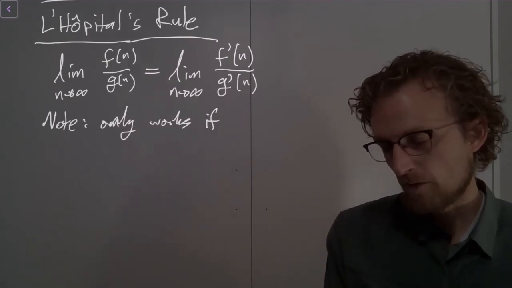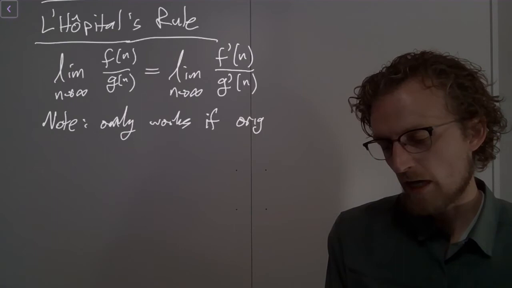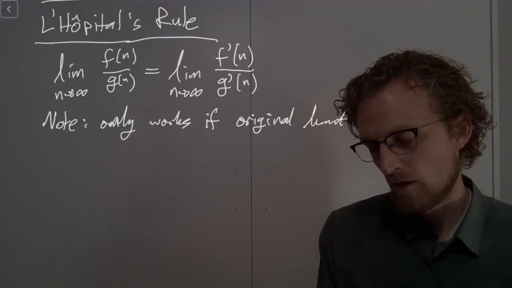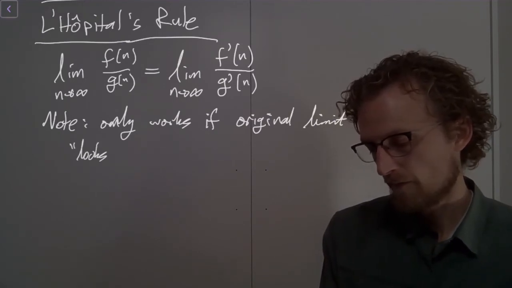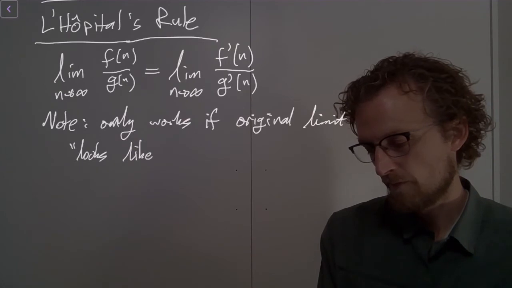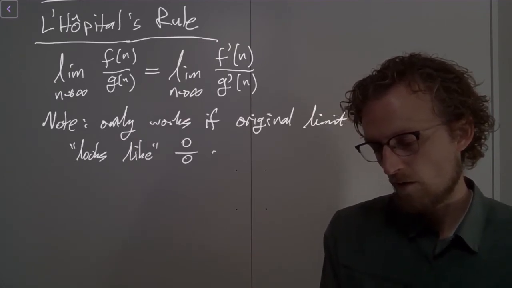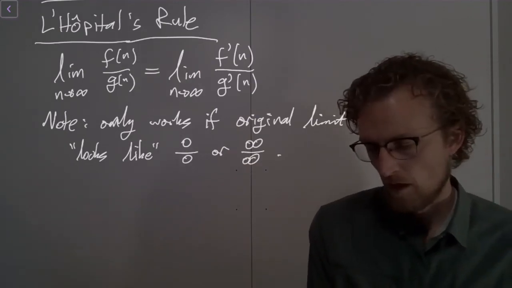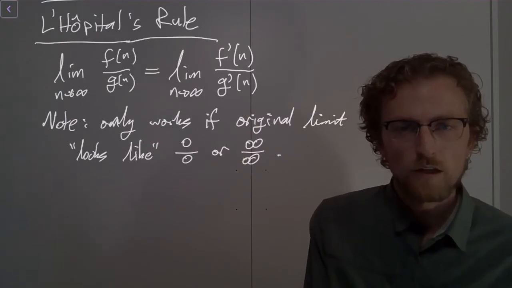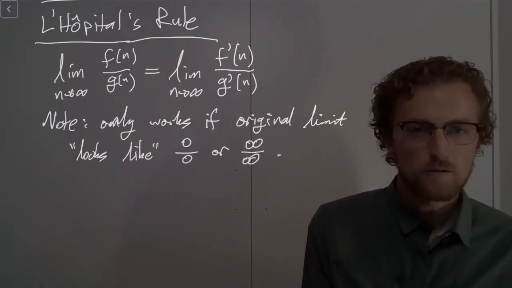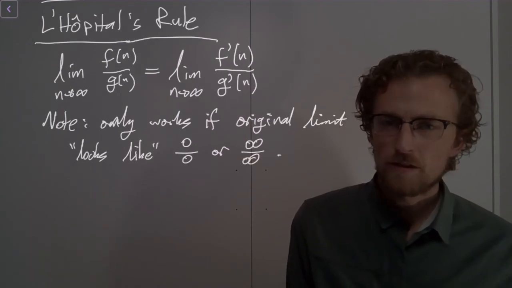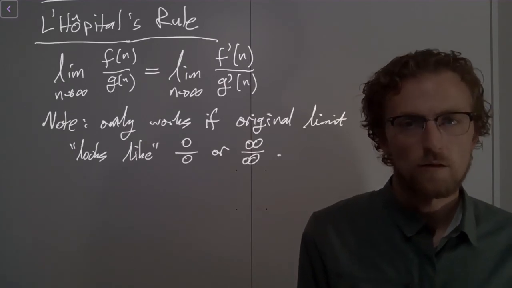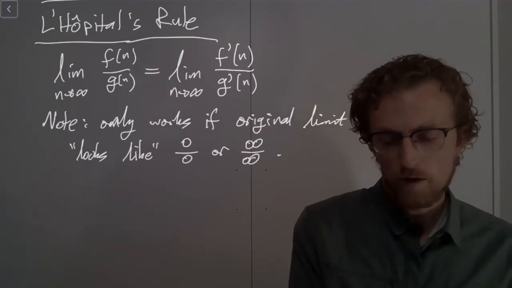So it only works if the original limit looks like 0 over 0 or infinity over infinity. And in the limit test, we're literally computing limits as n approaches infinity of these ratios of functions. The form in algorithms will almost always be infinity over infinity, so L'Hopital's rule will almost always work for these purposes.